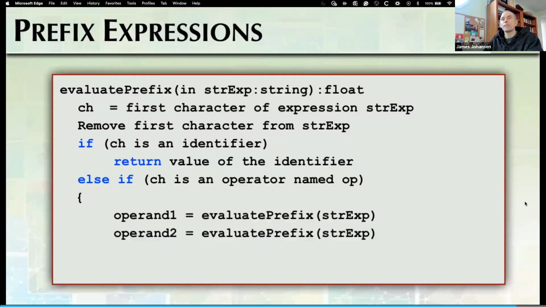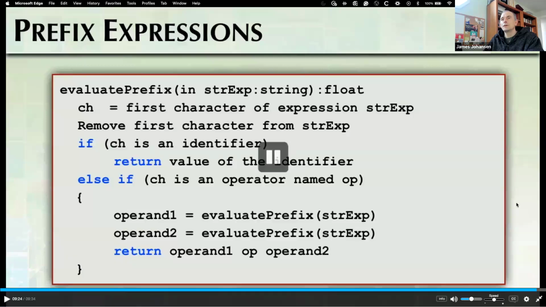And then the second prefix expression, we evaluate that. And then we return the operation on those two prefix expressions. So either we return the value of the identifier, or we evaluate the two prefix expressions that follow and return the result of the operator operating on the results of those two prefixes. So we have a basis that we could parse down to this lower level to see how we're going to deal with this prefix expression.